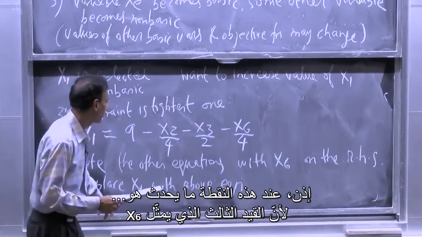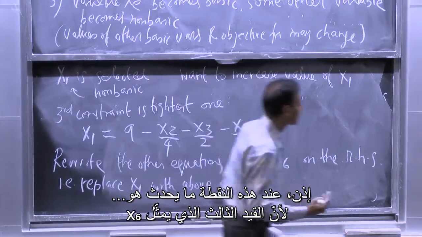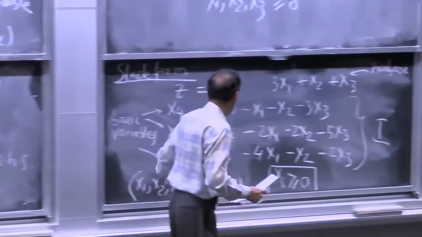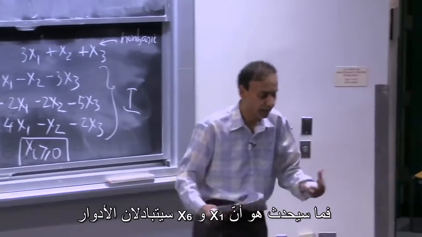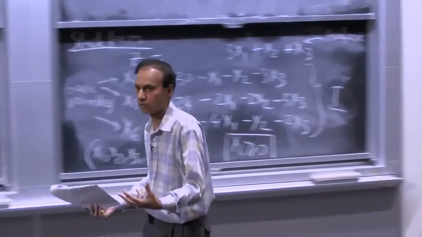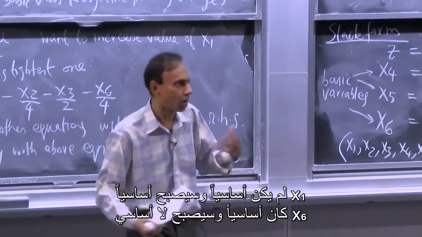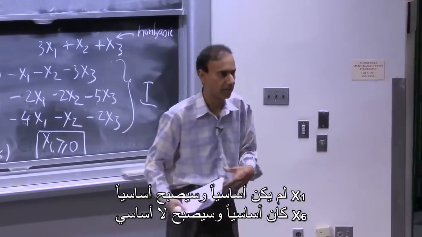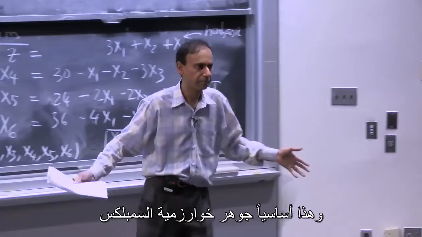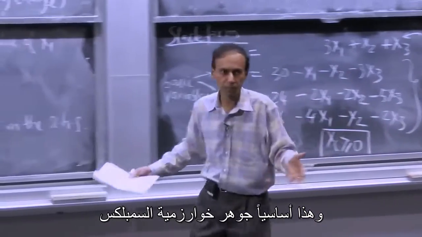So at this point, what's happened is, because the third constraint representing x6 was the one that was chosen, x1 and x6 are going to interchange roles. Okay, x1 was non-basic, it's going to become basic. x6 was basic, and it's going to become non-basic, right? And that's basically the essence of the simplex algorithm.